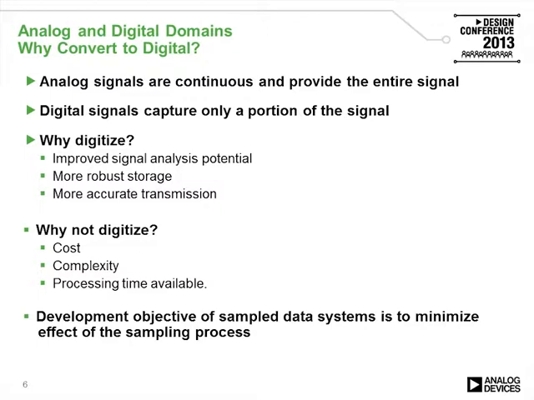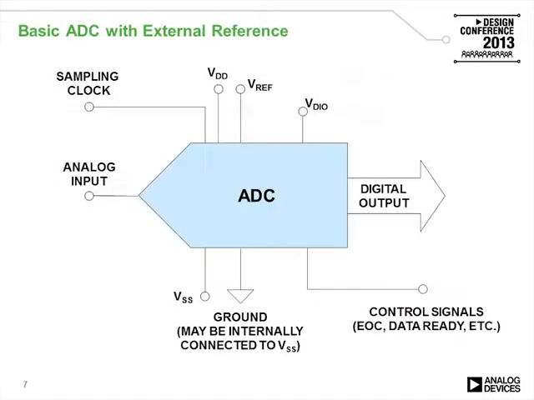Why not digitize? Primarily cost and complexity. In certain aspects, we may have signals and control loops that don't really require digitization because there's no real value added to go through the expense. At the other end of the spectrum, in some cases, when we're talking about very high-speed signals, the amount of processing we can do in real time is limited because all the processing has to be done between the sample times, and as we go up in frequency, the sample times are reduced.